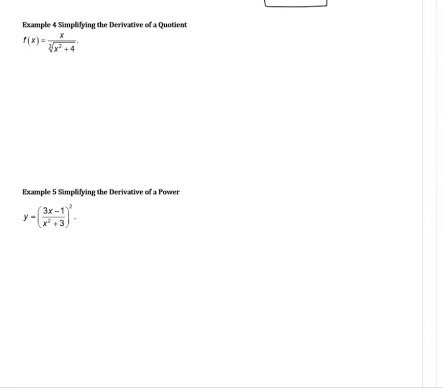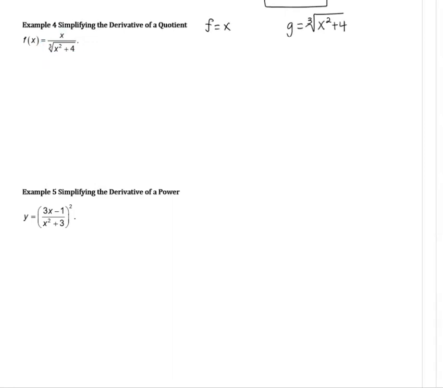In example 4, we have a function that is a quotient, and so we are going to use the quotient rule, and then we are going to simplify the derivative. So to begin with the quotient rule, I am going to identify what my f and my g are, which are the numerator and the denominator of the function.